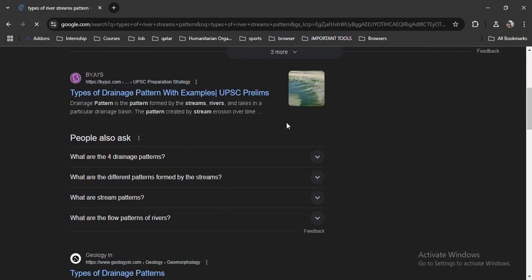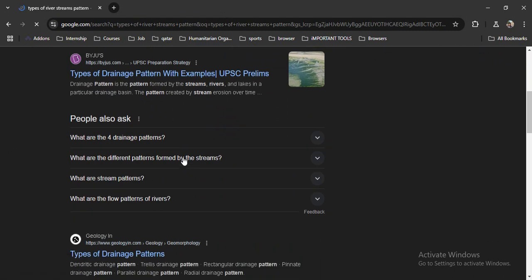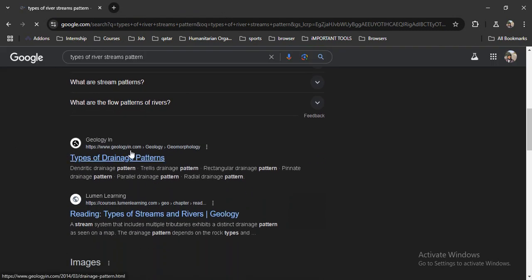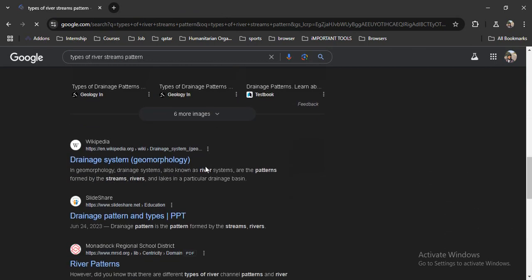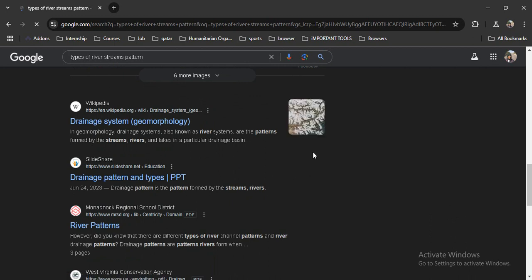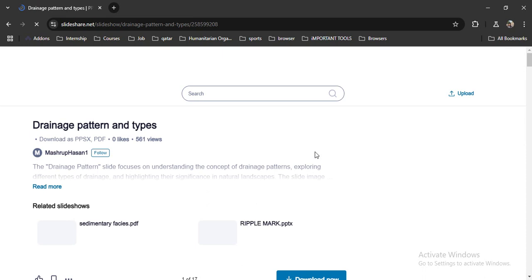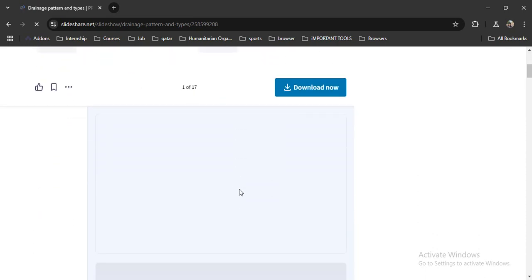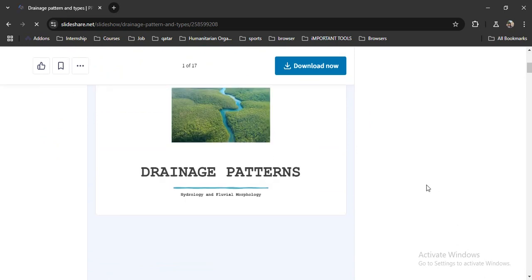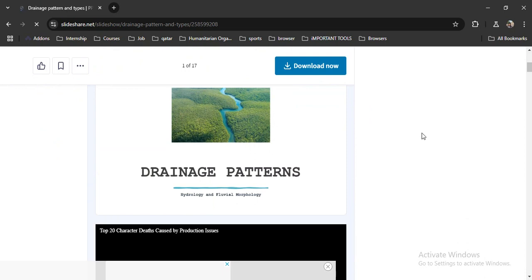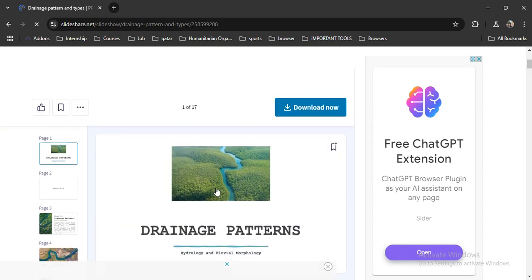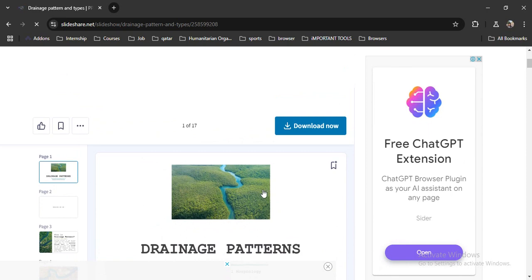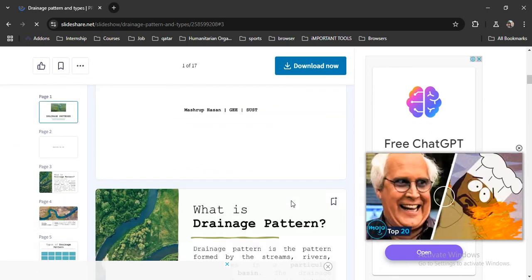So we search on Google, and we find Biju's file, and we find from geography. I don't know who made this. Okay, let's look at the PPT slide share. So this is the drainage pattern. It has a lot of names: river patterns, drainage pattern, river stream. Okay, so drainage pattern, hydrology and morphology. There is a video, I'm not going to watch this. Let me open this one. This is the first page.